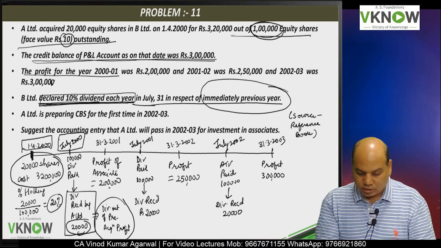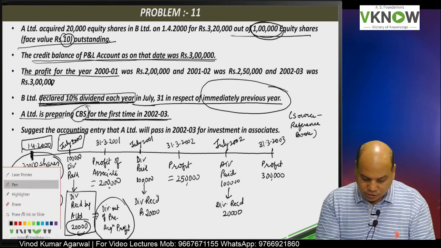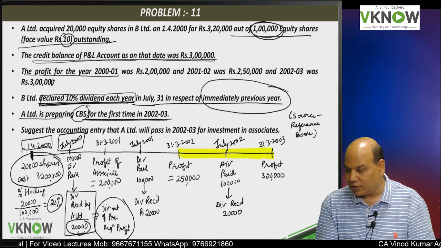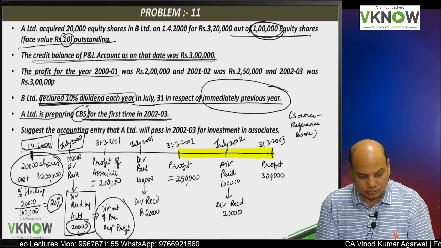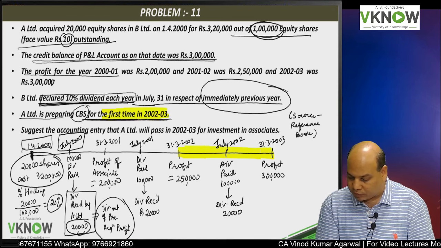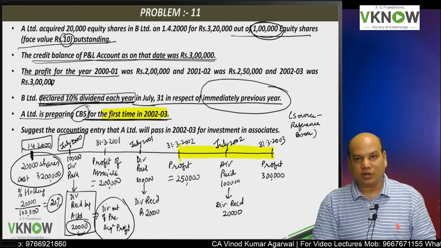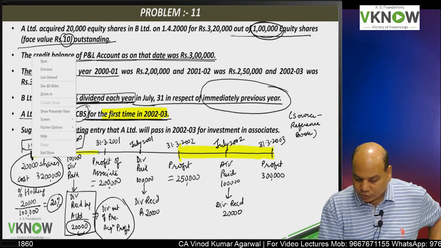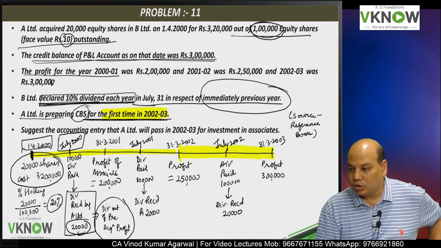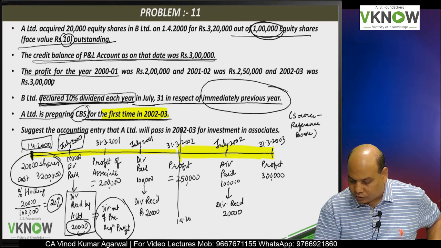Next point, A Limited is preparing consolidated balance sheet for the first time in 2002-2003. So that is interesting. It is preparing consolidated financial statement for the first time. The standard is followed for the first time in 2002-2003. This is the first year the company wants to apply AS-23. Now there is a provision in accounting standard 23. Earlier you were not applying AS-23. During this period, from 1st April 2000 to 31st March 2002, you were not following AS-23. But now you will start following AS-23 from, let us say, 1-4-2002.